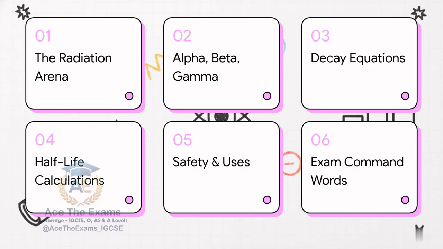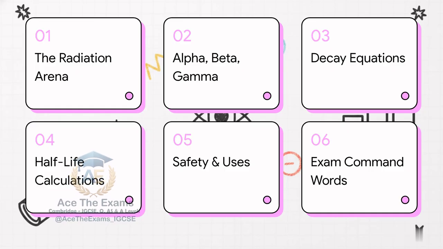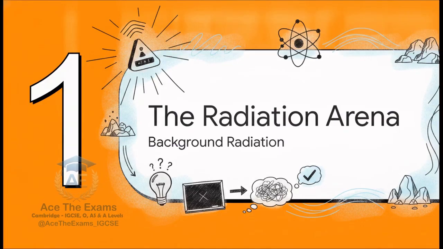We'll start in the radiation arena. Confront alpha, beta, and gamma radiation. Tackle decay equations and half-life calculations, and then wrap it all up with safety, real-world uses, and decoding exam command words. All right, Section 1, the radiation arena.